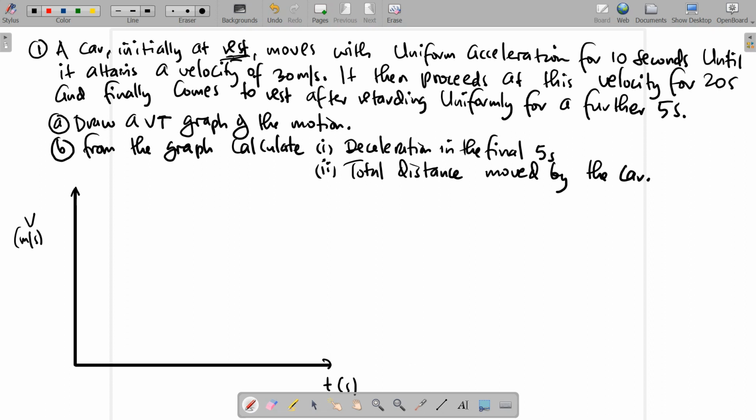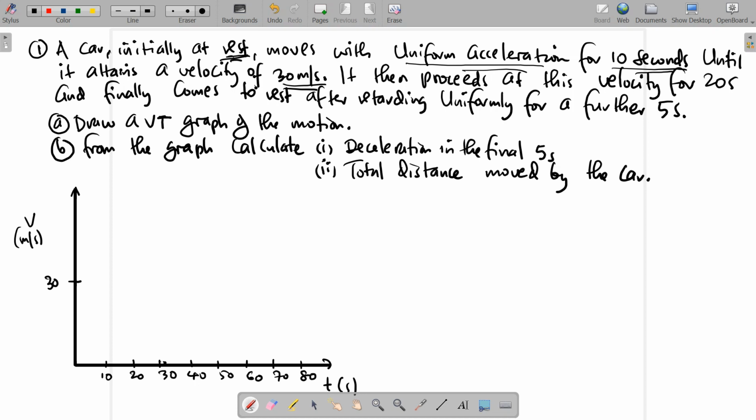Okay, so it starts from 0 and moves with uniform acceleration for how long? 10 seconds until it attains a velocity of 30 meters per second. So what we're going to do is we're going to find a mark, and that mark will label 30. All right, and it has a uniform acceleration for 10 seconds. Okay, so what we're going to do is we're going to put here 10, 20, this will be 30, this will be 40, this will be 50, this will be 60, this will be 70, and this will be 80.